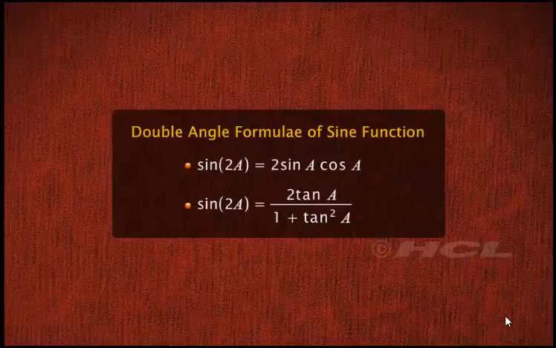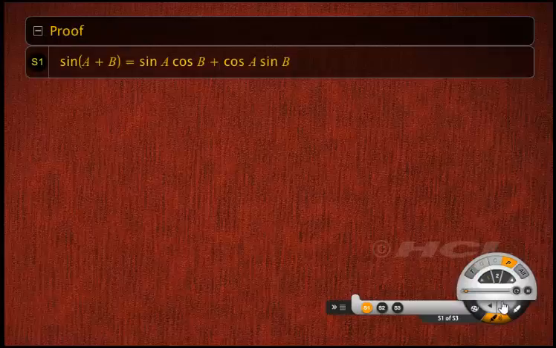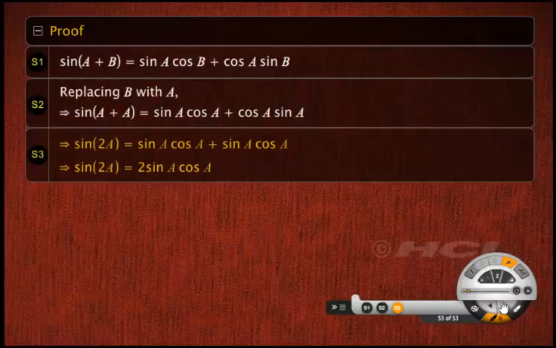Let's derive the double angle formulae for sine function. There are two double angle relations for sine function. Prove that sine 2a equals 2 sine a cos a. Recall that sine a plus b equals sine a cos b plus cos a sine b. Next, replace b with a in this relation. On simplification, we get sine 2a equals 2 sine a cos a.